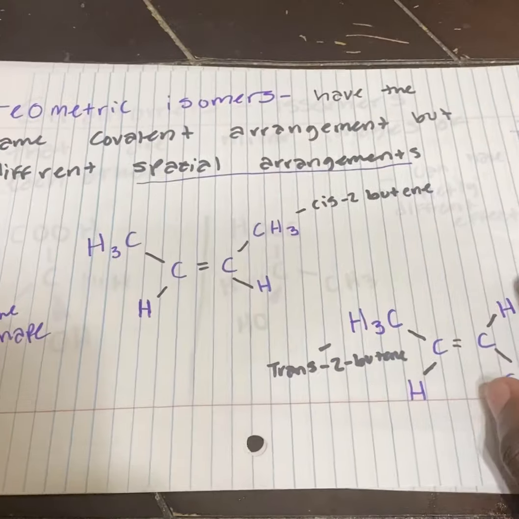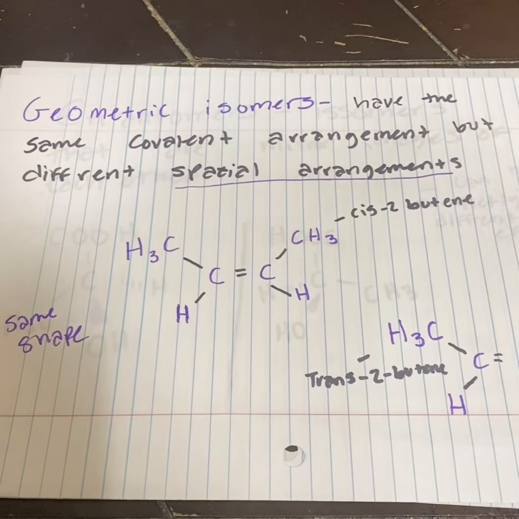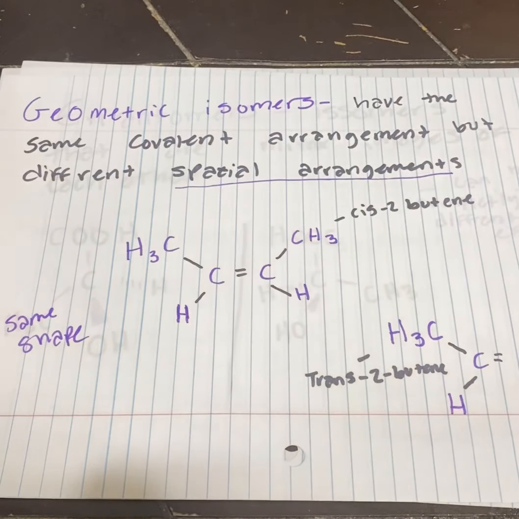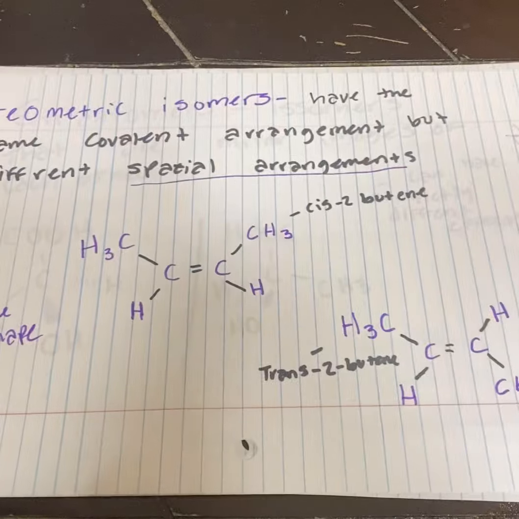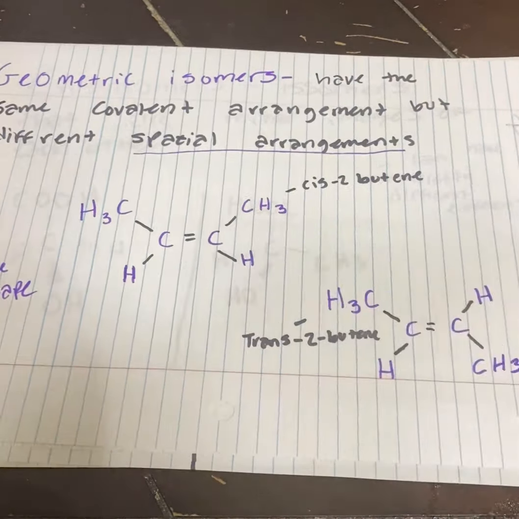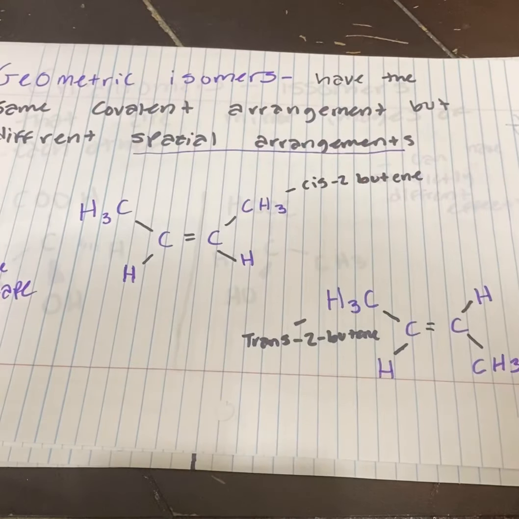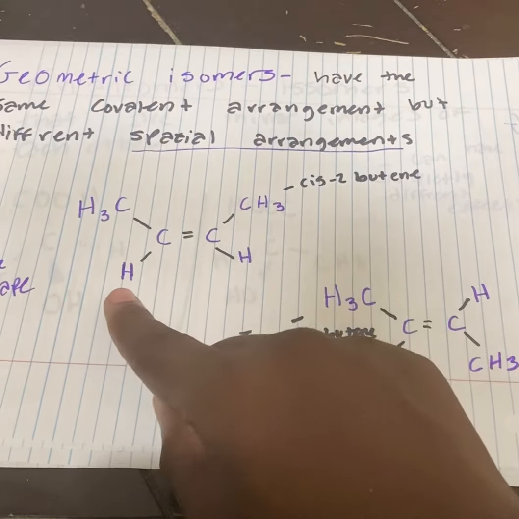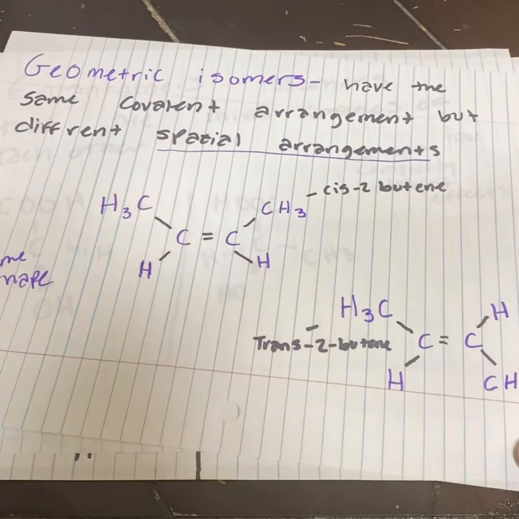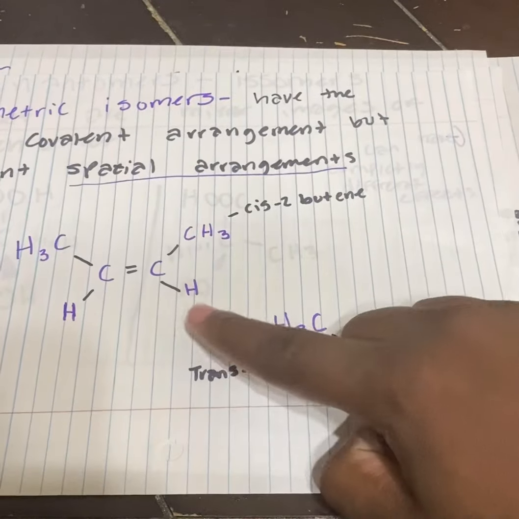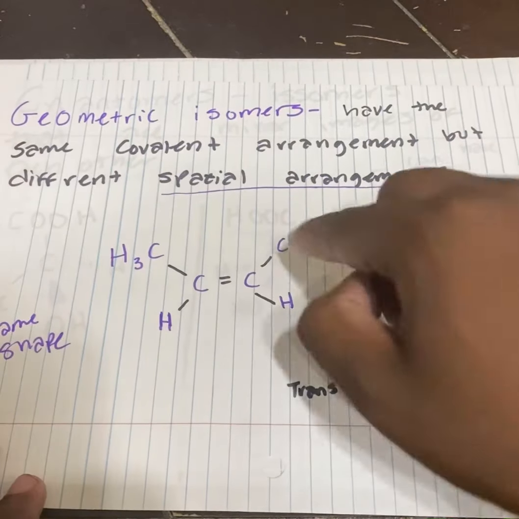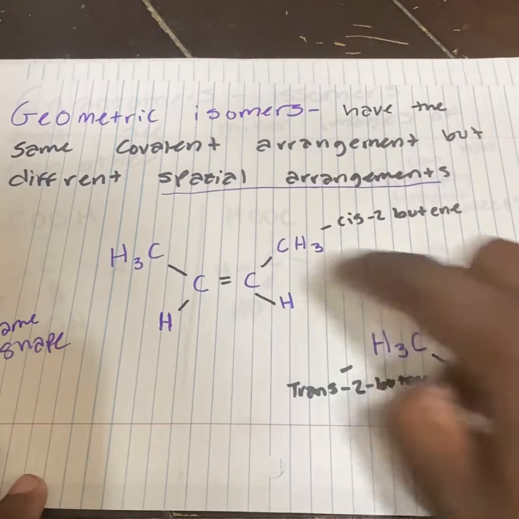Okay, so now geometric isomers. Geometric isomers have the same covalent arrangement, but different spatial arrangements. And what that means is they have the same shape. Can you see it? Okay. They have the same shape, but the elements are on different parts. For example, here you have your hydrogen, here you have your hydrogen, here you have your hydrogen, but here it's different. Here you have CH3. See it? So that is a geometric isomer. They are in different spaces on the same shape.